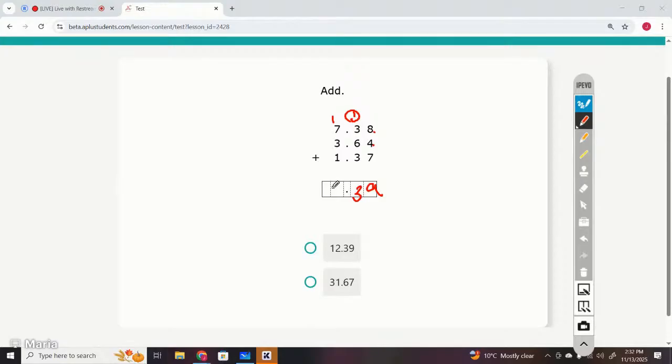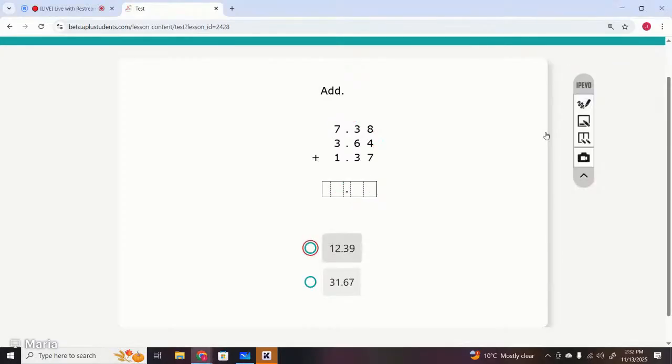The 7, 8, 9, 10, 11, 12. That is 12.39. Option number 1 is the correct option. The correct option is 12.39. Option number 1 is the correct option.